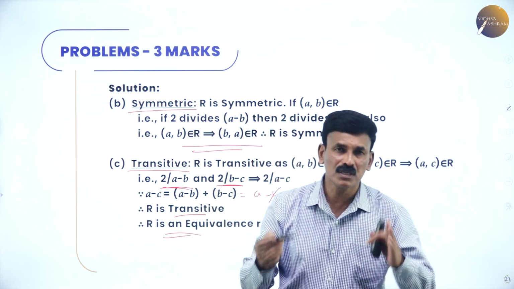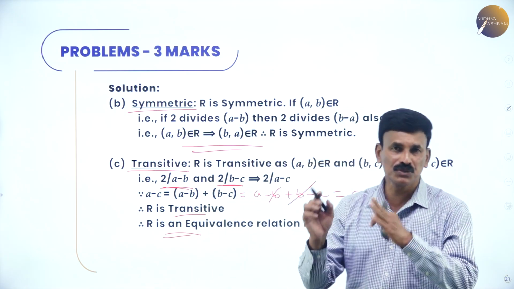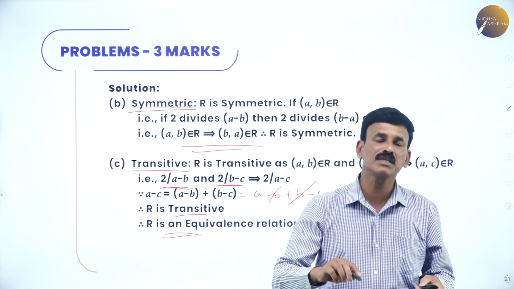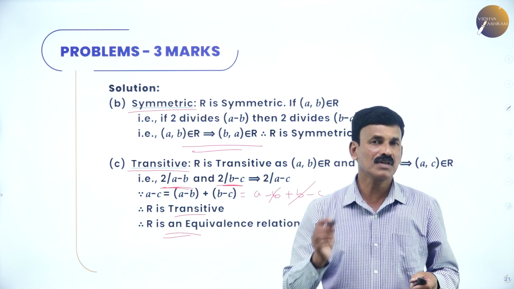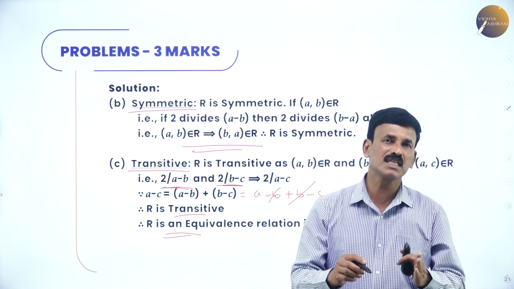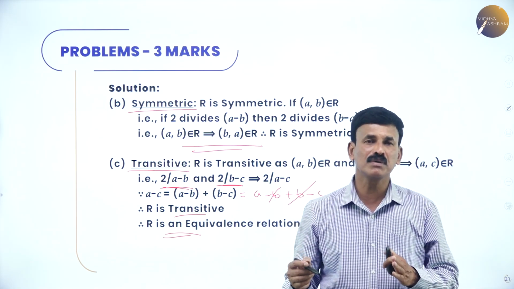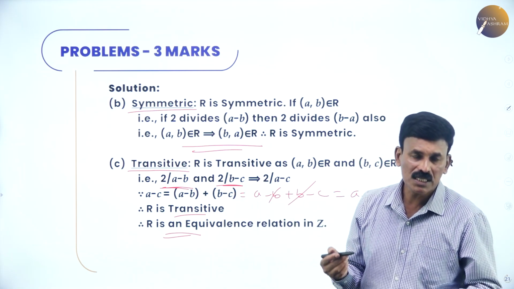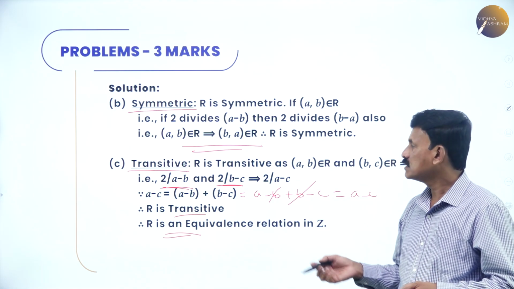So it's very simple. 2 divides A minus A, 2 divides 0. 2 divides A minus B implies 2 also divides B minus A, that is symmetric. First one is reflexive, second one is symmetric. Third condition: if 2 divides A minus B and 2 divides B minus C, minus B plus B gets cancelled, 2 also divides A minus C, that means it is also transitive.